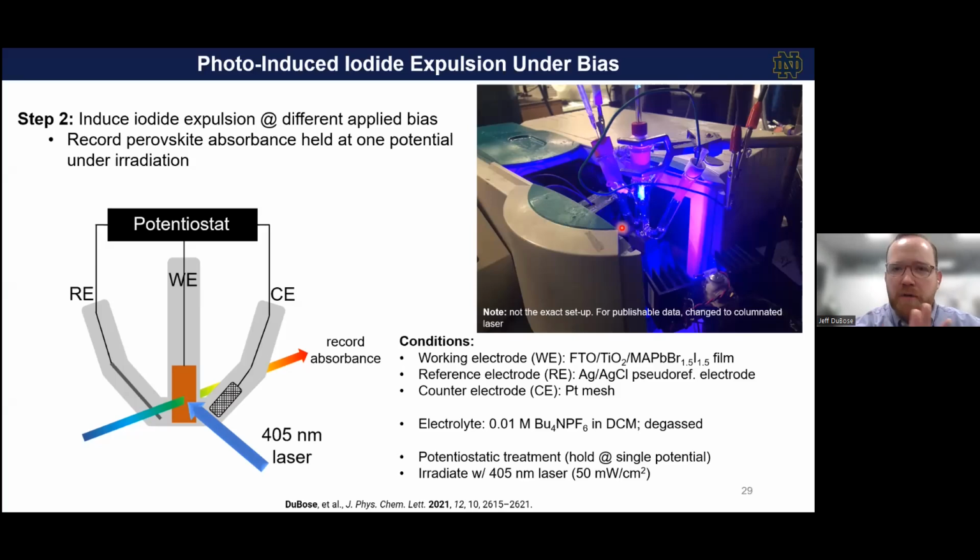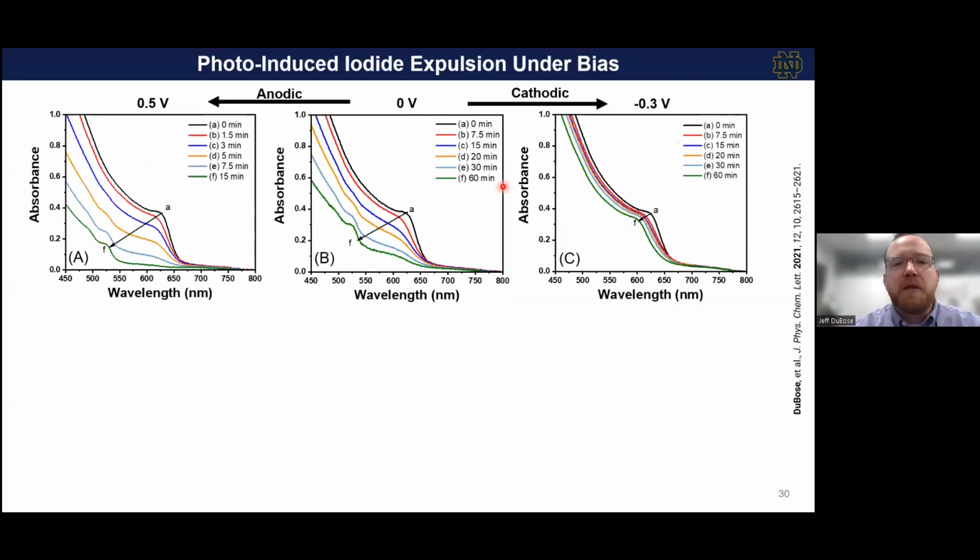But this is sort of just, visually what this kind of experiment looks like. Okay, so now we're going to be shining light, applying bias. What does the actual data look like? So looking now at the steady state absorbance features at 0 volts versus silver chloride, essentially what we see is over the time course of 60 minutes of irradiation, we see again this blue shift in the absorption feature, right? That's because we're continually dissolving iodide as we're phase segregating.